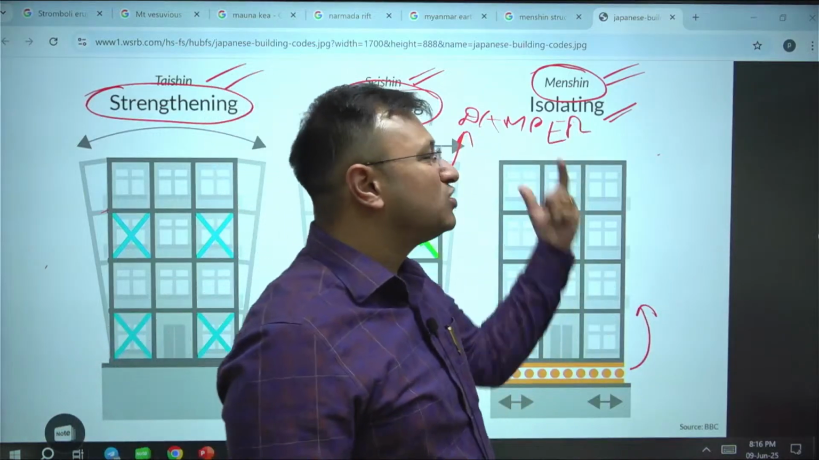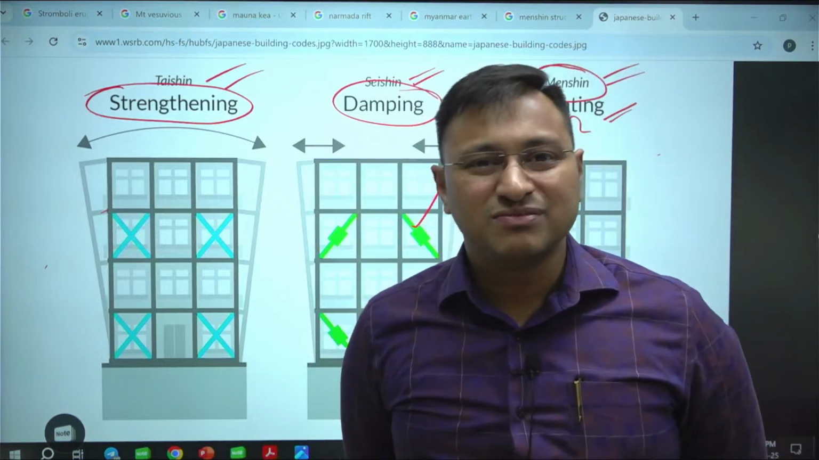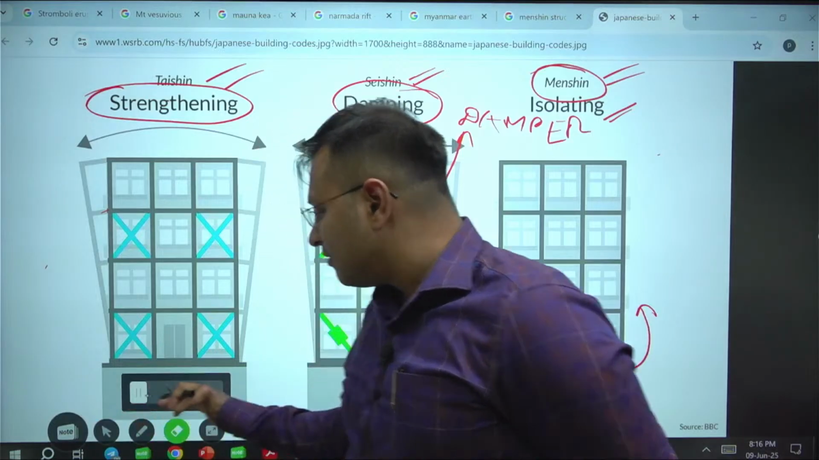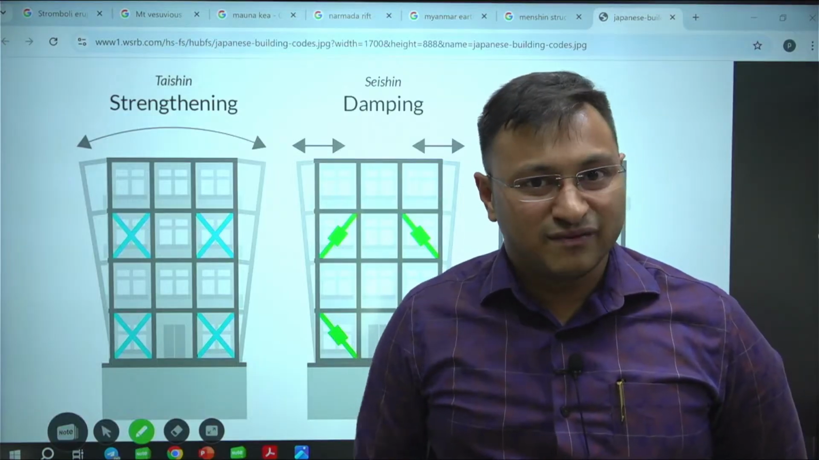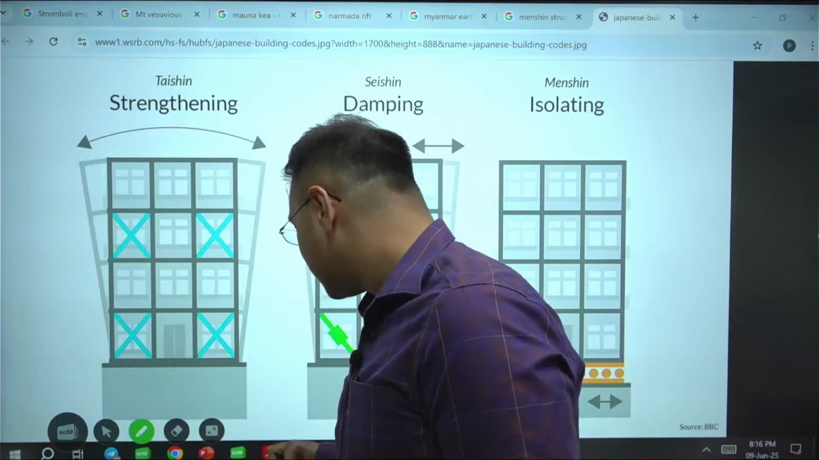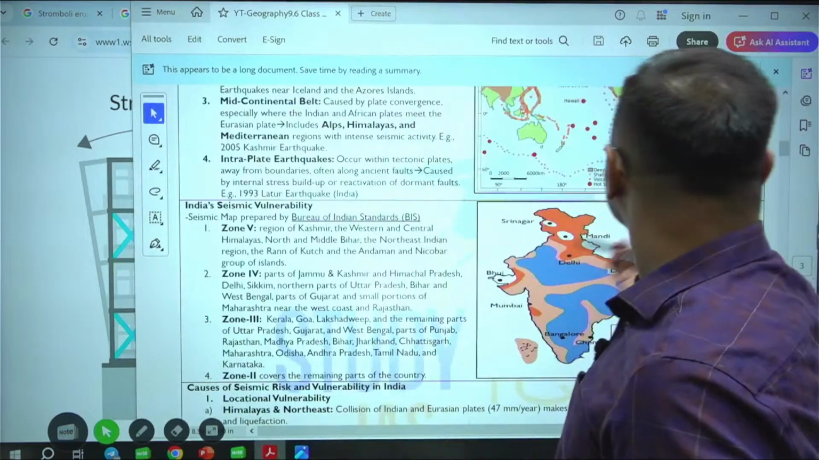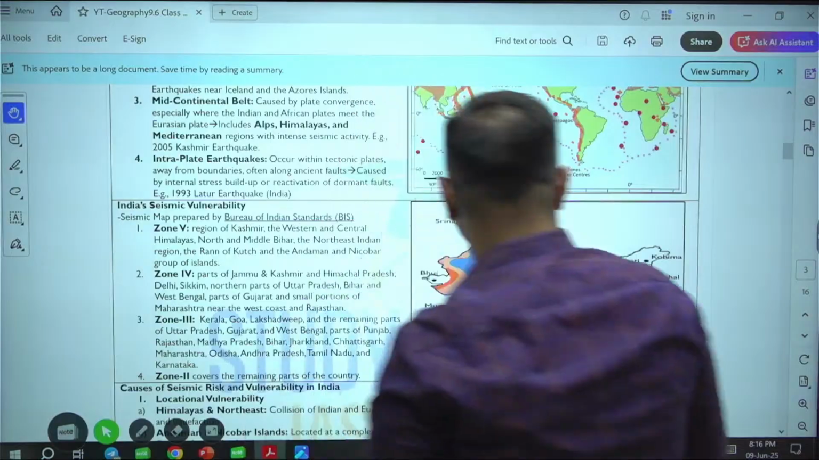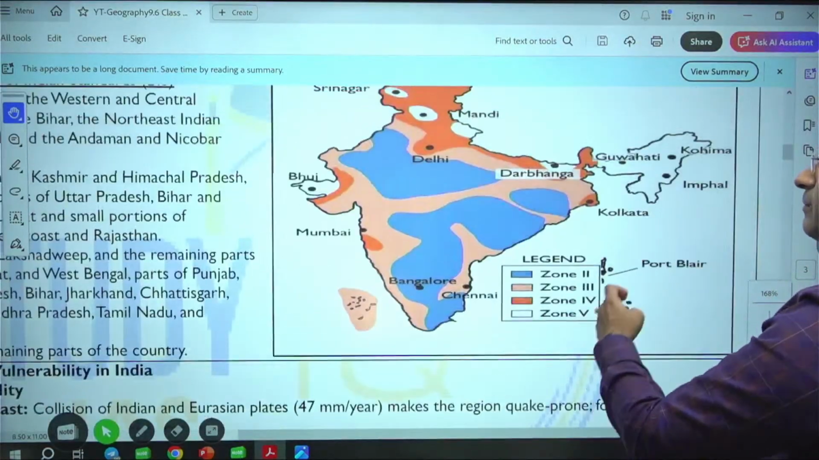So this is referred to as what, guys? This is referred to as the Menshin structure. Taishin, Menshin and Shaishin. This can be a very good basis for analysis of earthquakes in the high risk zones of India. If you want to understand which regions in India are most prone to earthquakes, let me open up the map of India, wherein we can discuss the high risk zones that we have. So this is the earthquake seismicity map of India.